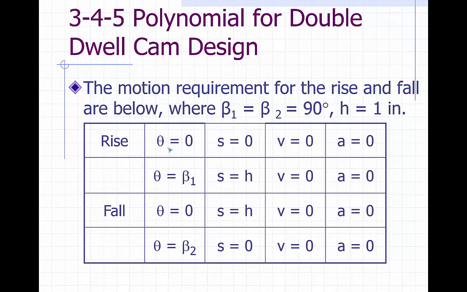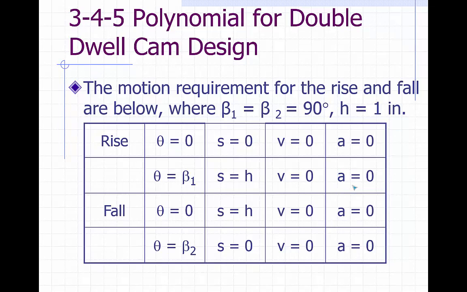When theta is equal to 0, our position is equal to 0, our velocity and acceleration are also equal to 0 because we're matching up to a previous dwell. At the end of our rise, where theta is equal to beta 1 or 90 degrees, our s is equal to h or 1 inch, our velocity is equal to 0, and our a is equal to 0 because we're about to dwell. It's important here that we specify that our acceleration is equal to 0.